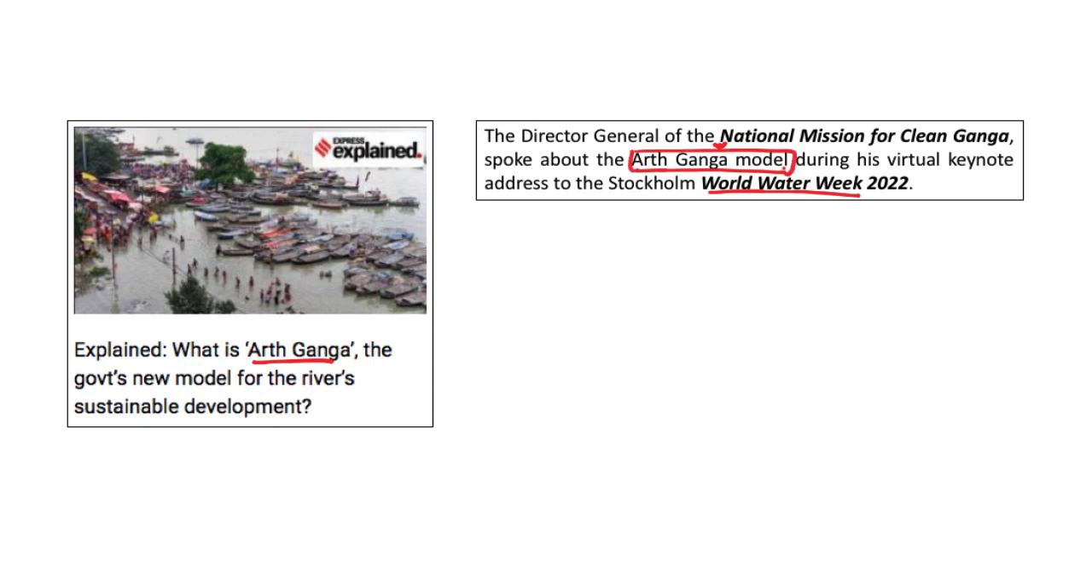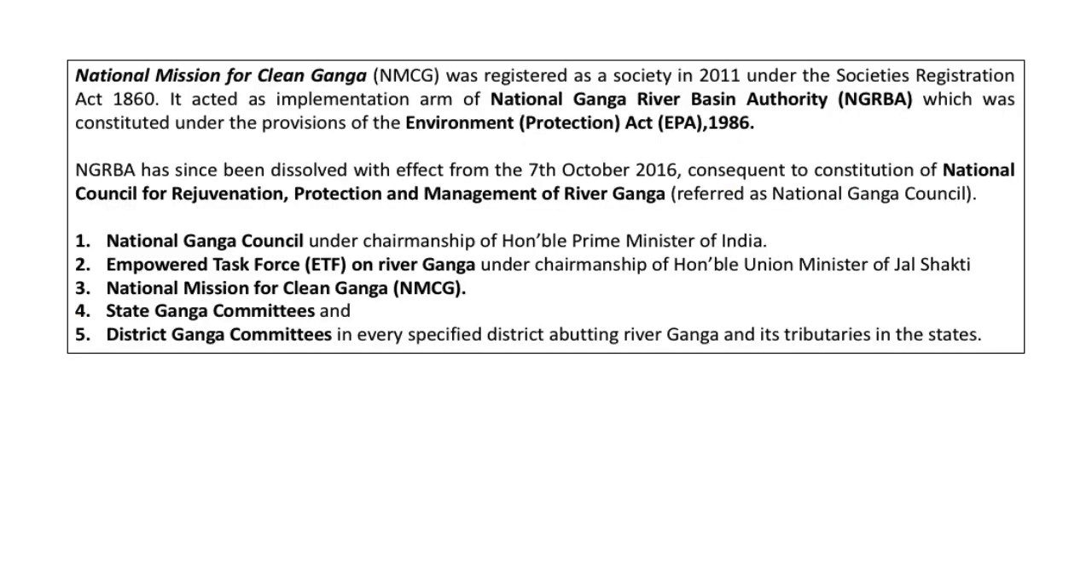Before we begin any further, let's talk a little bit about National Mission for Clean Ganga. See, National Mission for Clean Ganga was registered as a society back in 2011. This was created as the key implementing arm of the National Ganga River Basin Authority, which was constituted under the provision of the Environment Protection Act 1986. But the National Ganga River Basin Authority was dissolved in 2016 because of the constitution of a new body called the National Council for Rejuvenation, Protection and Management of River Ganga. This is more popularly referred to as the National Ganga Council.